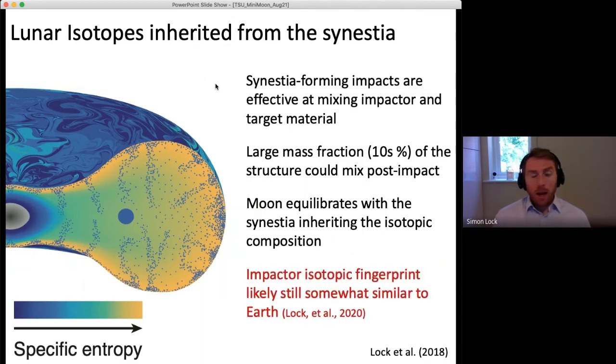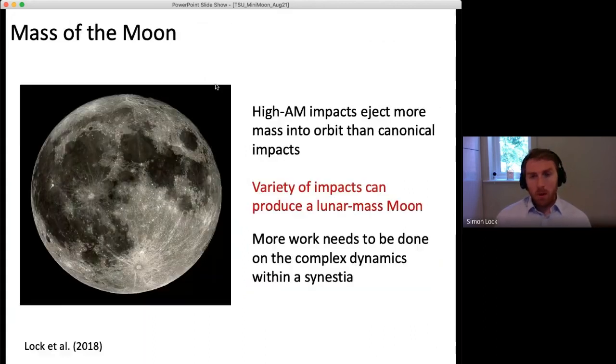Now, an important caveat: this is not necessarily a silver bullet for explaining this isotopic similarity between the Earth and the moon. You still probably need the impact and the target to be relatively similar. And what relatively similar means is a point of active research. But it definitely makes it much easier. You're not looking for identical, you're looking for similar in terms of the impact and target's isotopic fingerprint.